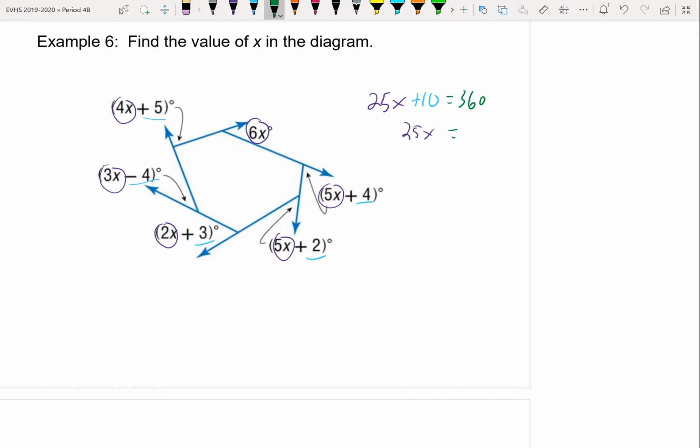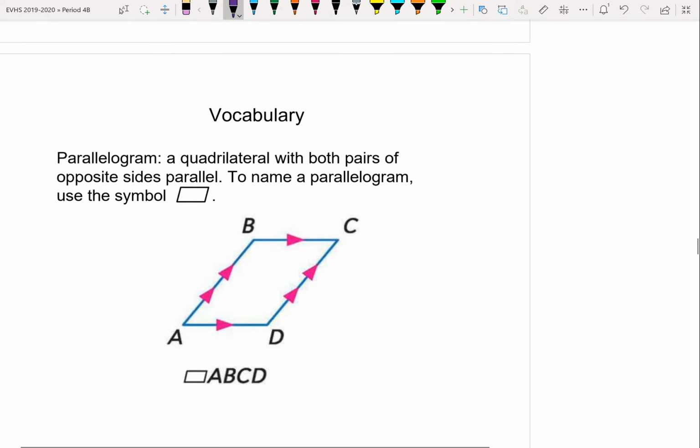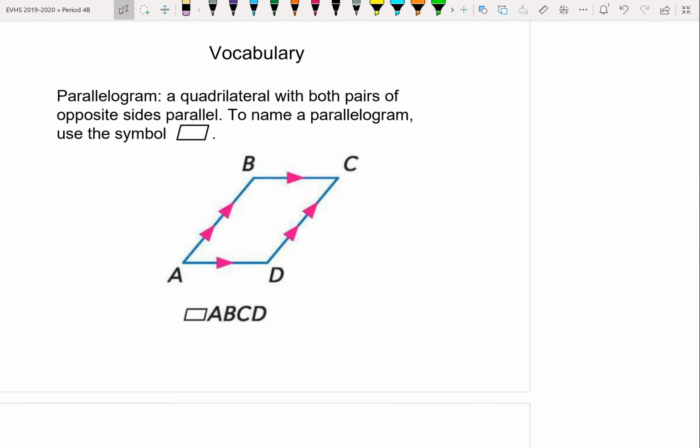25x equals, subtract 10 on both sides, gives me 350. And now when I divide that through by 25, it gives me x equals, and if I'm right, that should be 16. Let me use my handy dandy calculator. Nope, I was off. That is 14. x is 14. 350 divided by 25 is 14. I should have known that. That's quarters. Oh well.